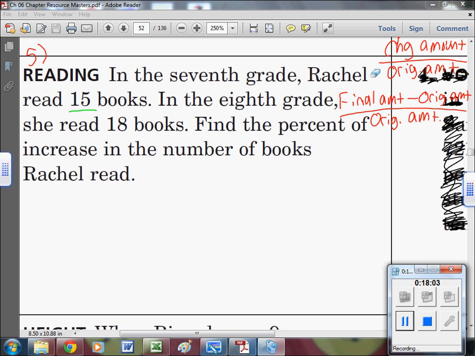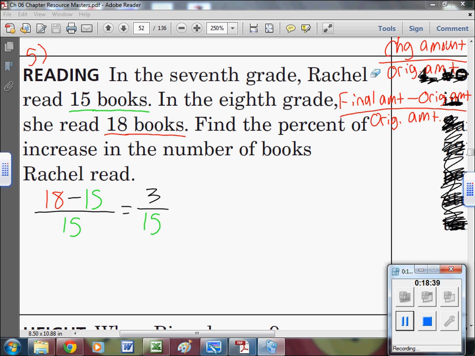All right, so now it says that she started off at 15 books in the 7th grade, and then the next year she was at 18 books. So that means the original amount, the starting amount was 15, and then the finishing or the ending amount was 18. So now let's go ahead and subtract those. We're going to do 18 minus 15, and that's going to tell us how many books she went up by. Now I know these are small, simple numbers, so this one you already know, but we're going to go through the process anyways. So let's see, 18 minus 15, we know that's 3, and that's going to be over the original 15 books. So now you have 3 divided by 15.